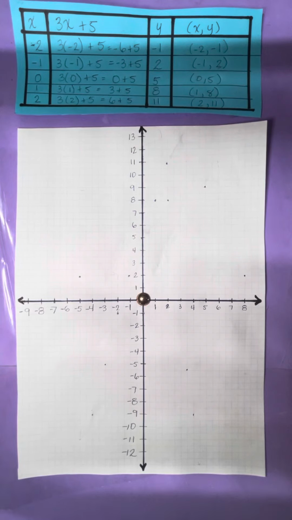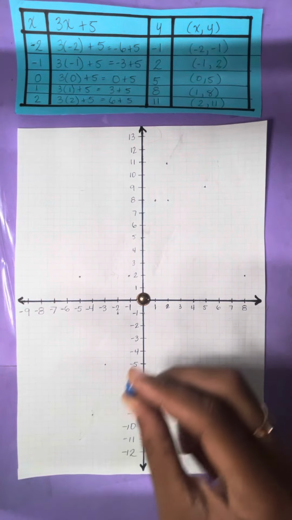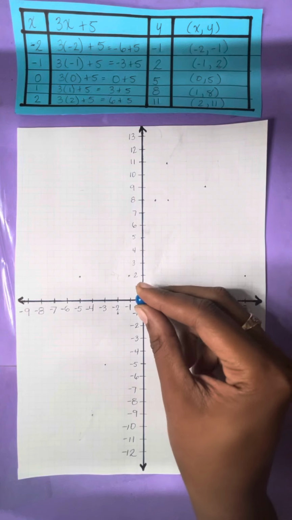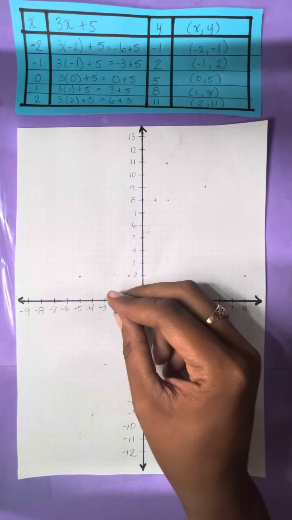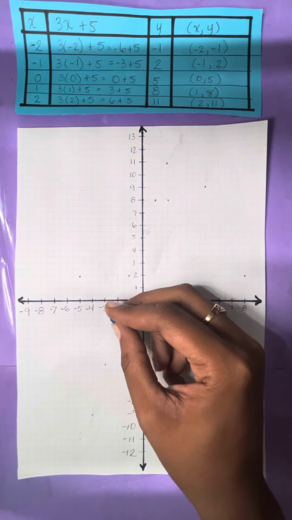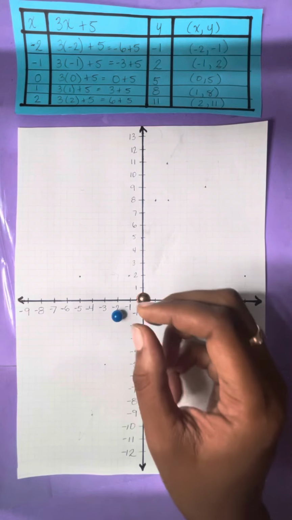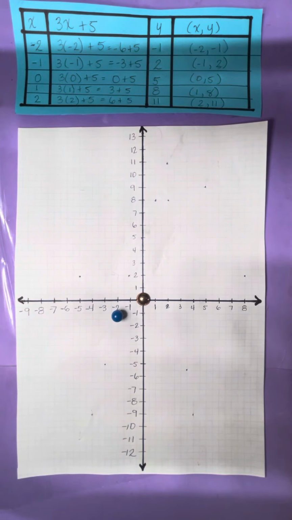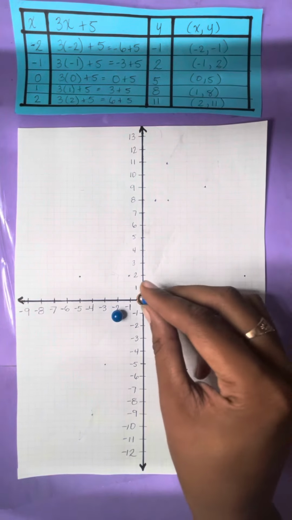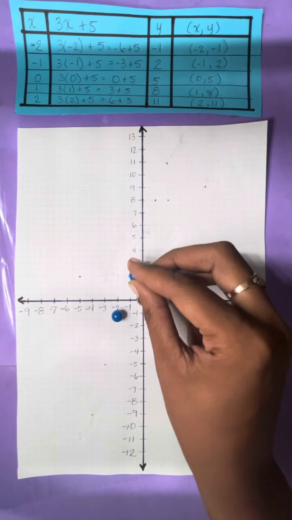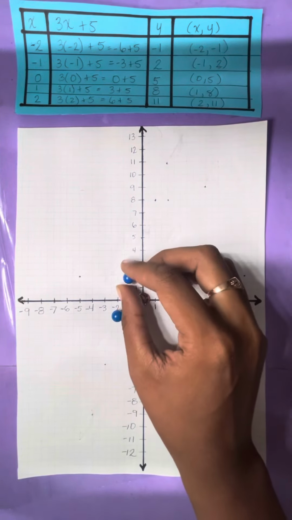Now that we have our table of values completed, we can plot the points to graph the line. The first point is (-2, -1). So we start at the origin, we go over to -2, and down to -1. The second point, (-1, 2). So we go over to -1, and up to +2.